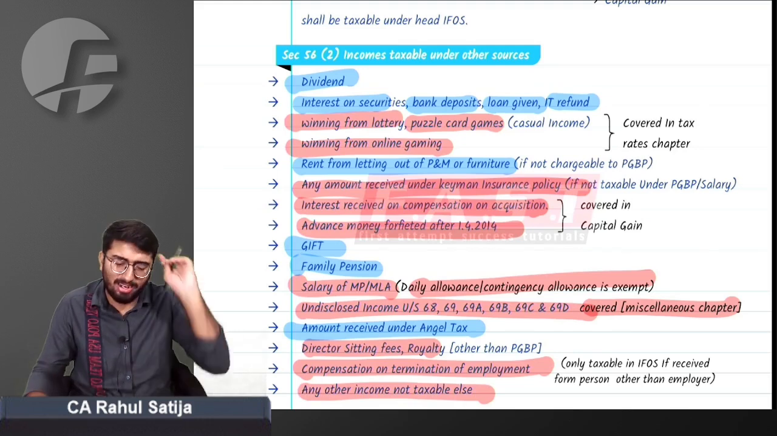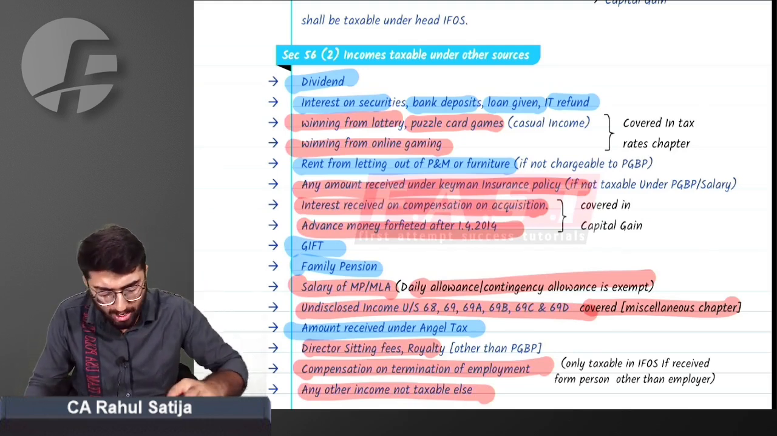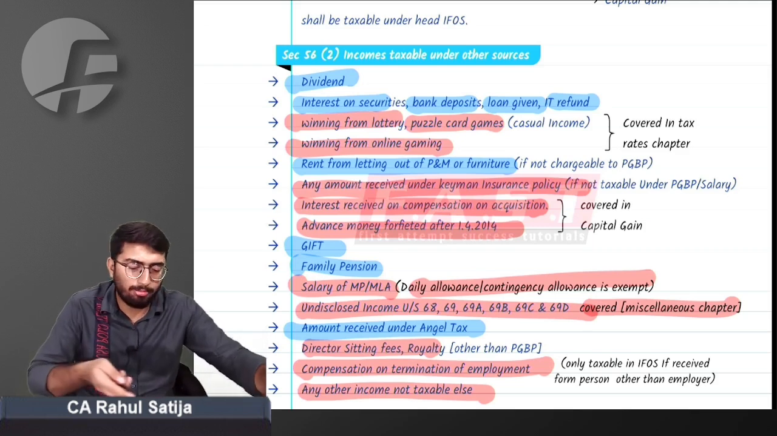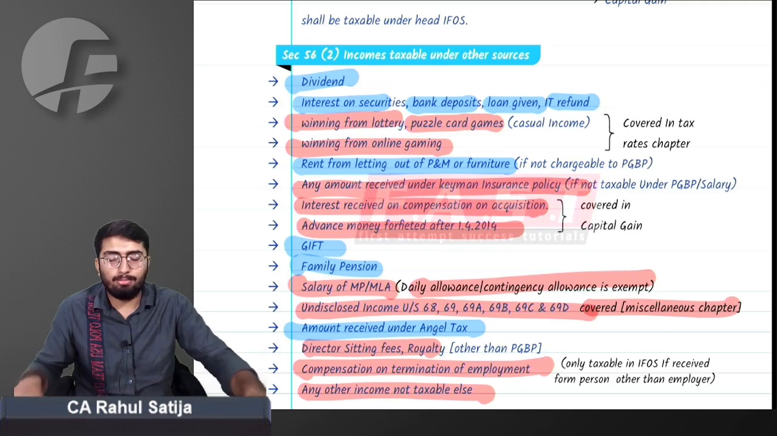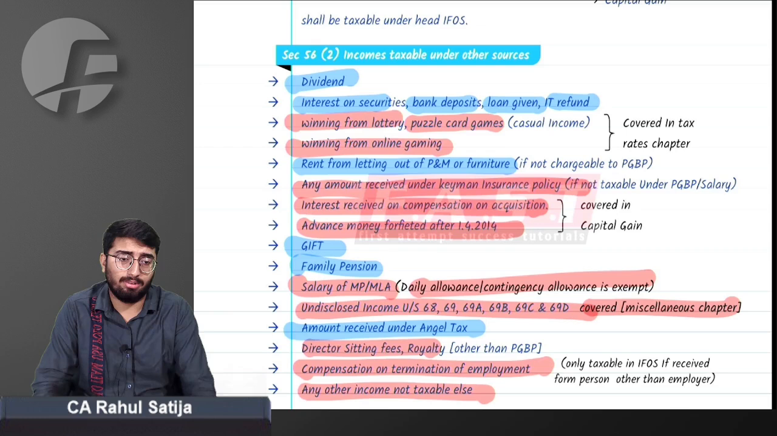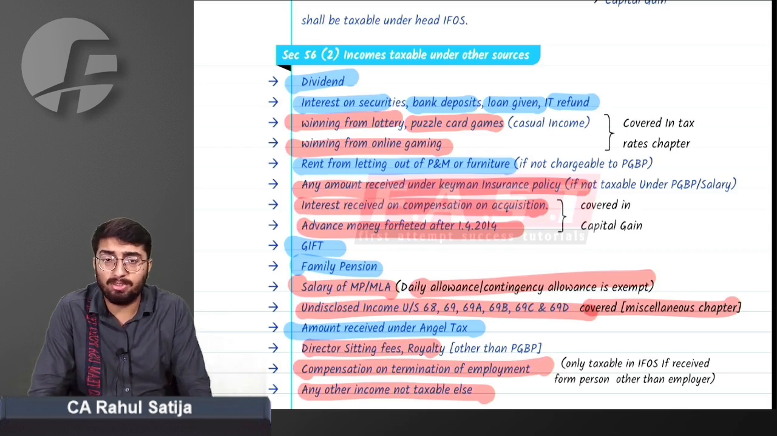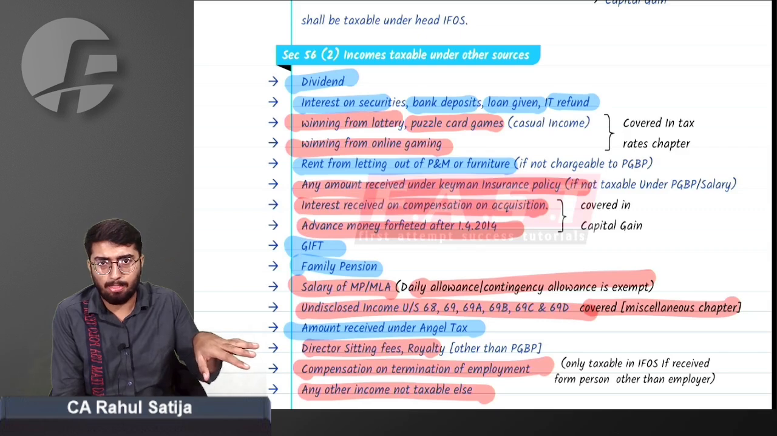And the last one is any income that is not taxable elsewhere will be taxable under IFOS. So why this blue, why this red, why have these two marks been made in this book? See, the blue ones are the topics that we have to study in detail again. These were just briefings about these topics, but these blue ones we have to study again.